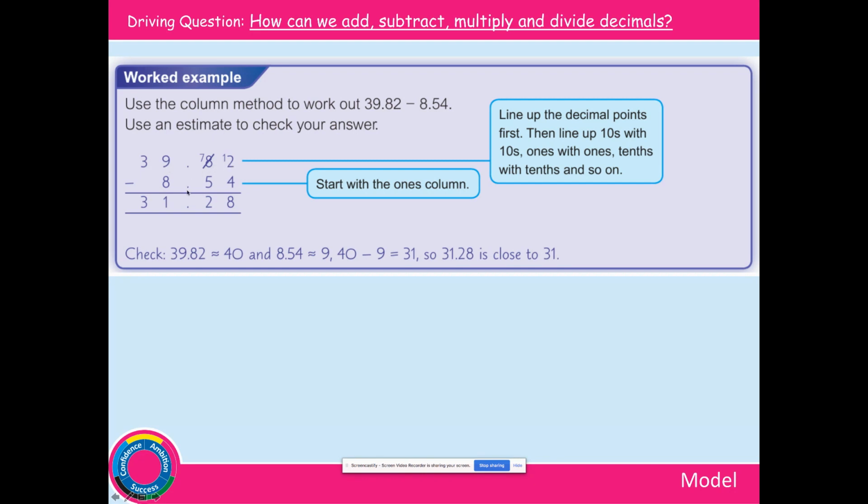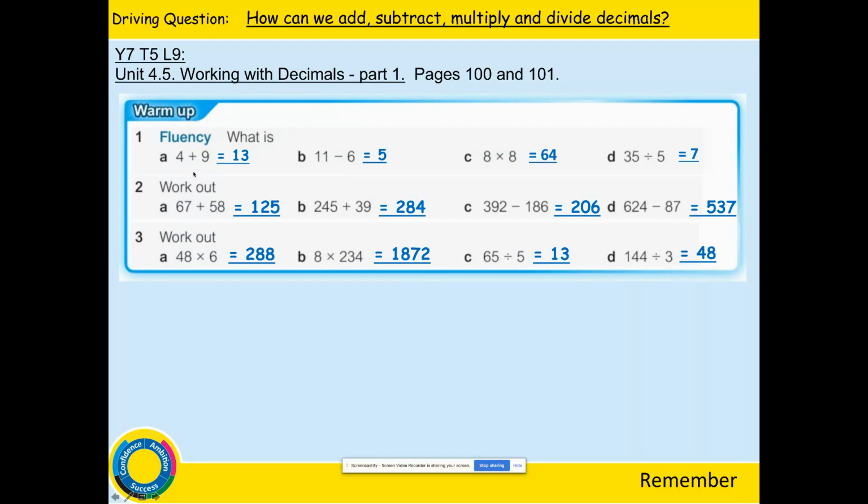39.82, put your decimal point in first, and then look where the other numbers go. The 8 goes in front of the decimal point and the 5 and 4 go after the decimal point. Make sure they're all lined up. You've got squares in your book or on your paper to help you with the lining up.